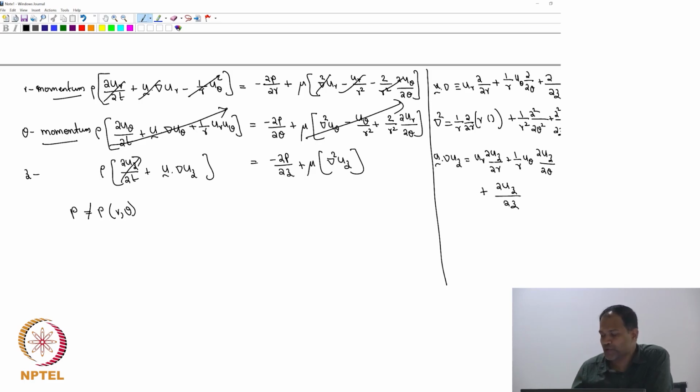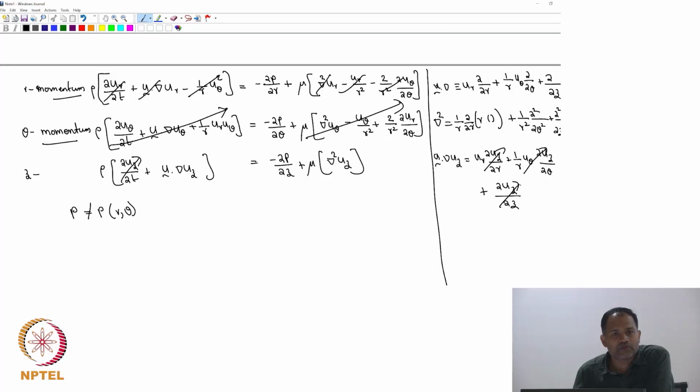How about ur ∂uz/∂r? Is that 0 or non-zero? ur is 0, so it is not there. utheta is 0 and ∂/∂theta is also 0, so that is not there. How about uz ∂uz/∂z? Because it is fully developed flow, nothing is changing in the z direction, so that entire term goes away.